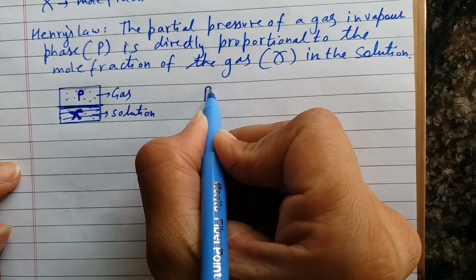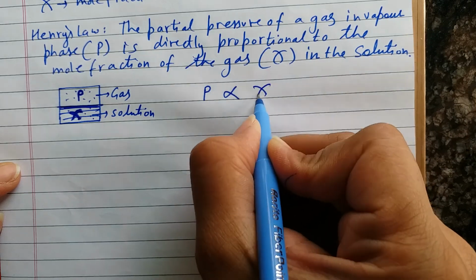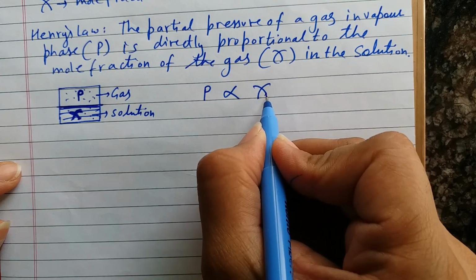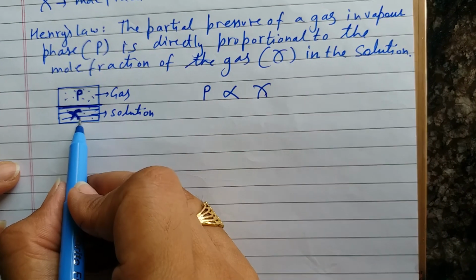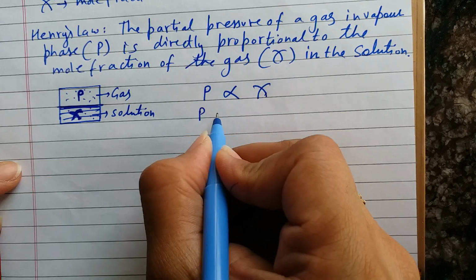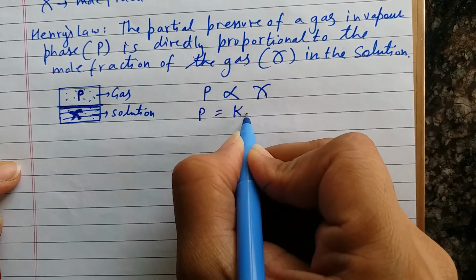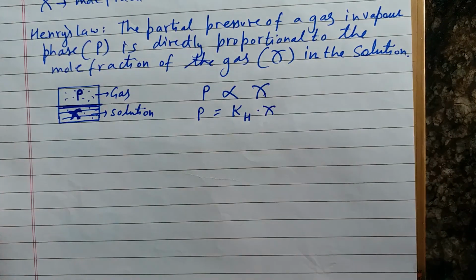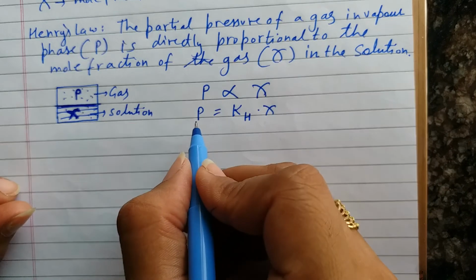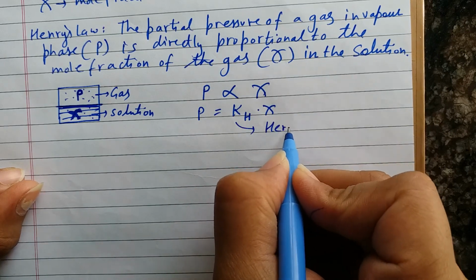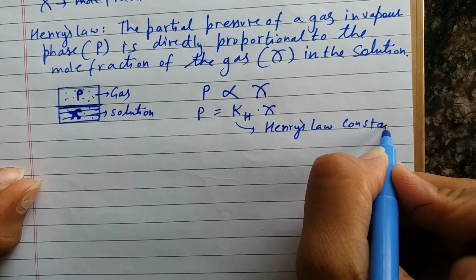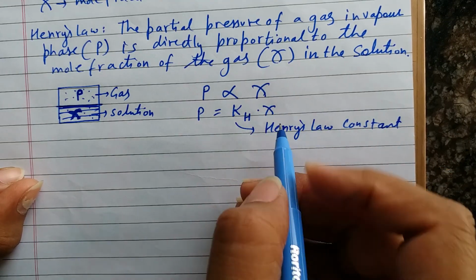So as per Henry's law, P is directly proportional to chi. P is the pressure of the gas above the solution. Chi is the mole fraction of the same gas, but in the solution. On replacing the proportionality, we put a constant, and we get the expression of Henry's law as P equals KH into chi. So P equals KH into chi is the mathematical expression for Henry's law, where KH is called the Henry's law constant.